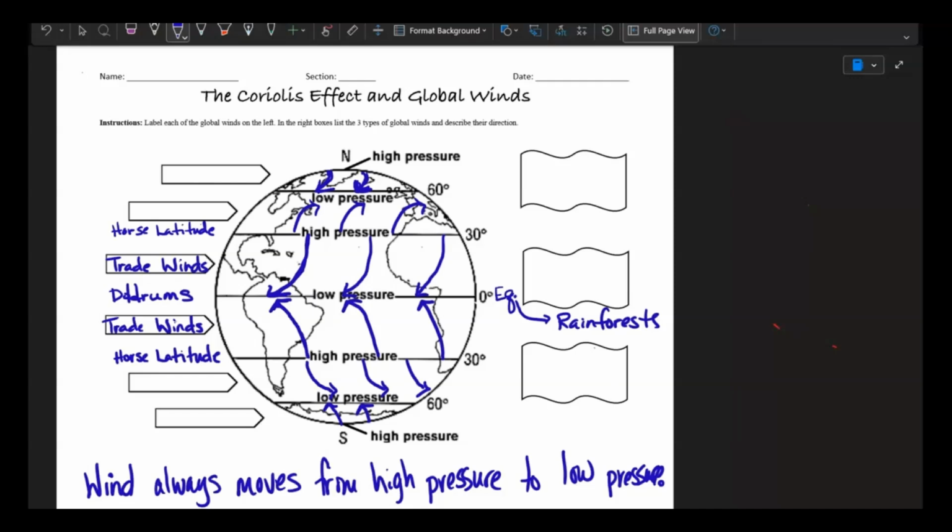So between 0 and 30 degrees, you had trade winds. Between 30 and 60, both north and south, we had westerly winds. They're moving from the west to the east. So these are called the westerlies.